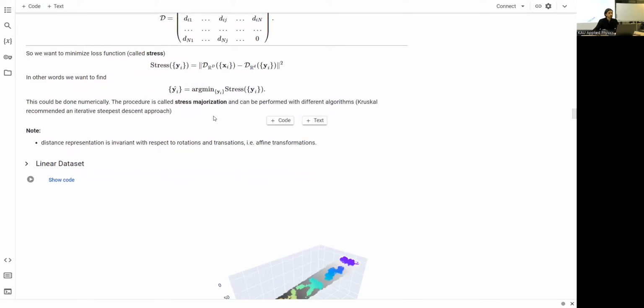This can be done numerically. The procedure is called stress majorization and can be performed with different algorithms or different approaches.